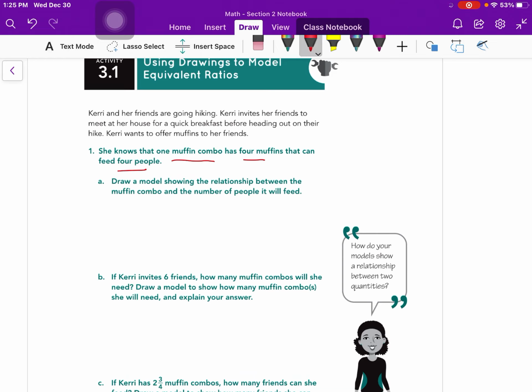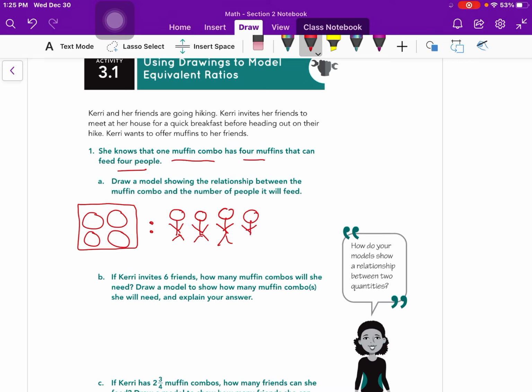So draw a picture. I'd probably draw something similar to this. Here's my muffin container that has 4 muffins in it. And if I had 4 muffins and they can feed 4 people, I would say 4 muffins feeds 4 people. They're little stick people. I can write a ratio for this as well, and I can say 1 muffin combo feeds 4 people. 1 to 4.